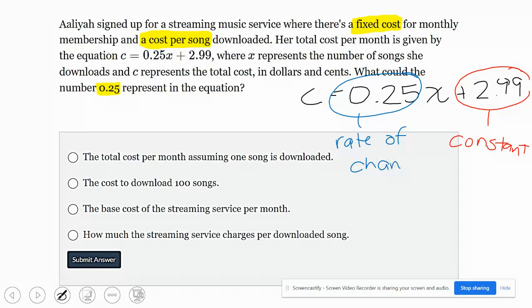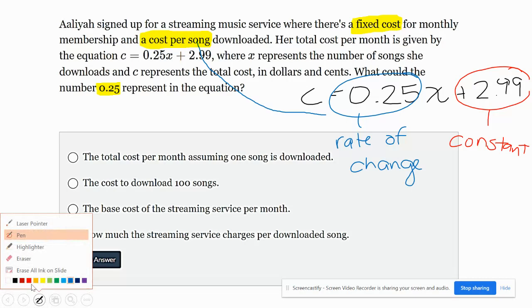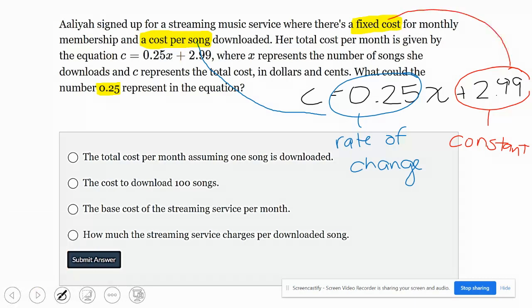So we know it's 0.25 times X, the number of songs downloaded. So it's 25 cents per song. That's our rate of change. It's the cost per song, because this goes with this, and then this fixed cost for the month goes with this. So we know that this 25 cents is the cost per song.